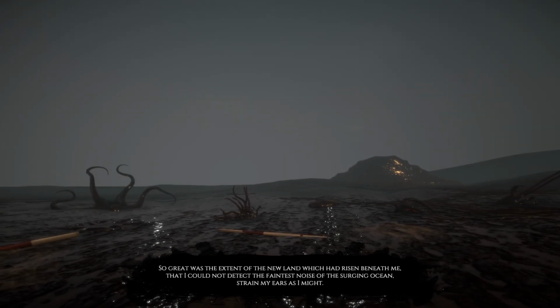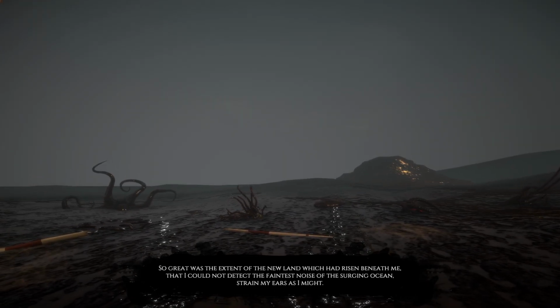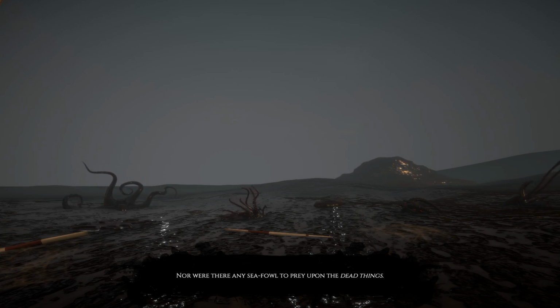So great was the extent of the new land which had risen beneath me that I could not detect the faintest noise of the surging ocean, straining my ears as I might. Nor were there any seafowl to prey upon the dead things.